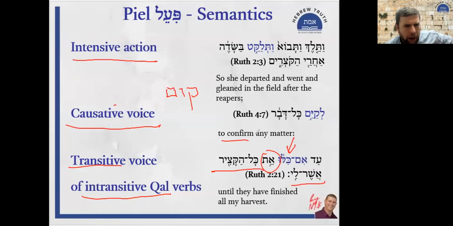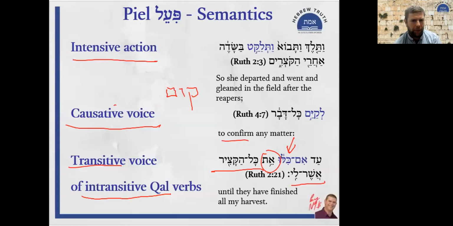I'll just mention sometimes the denominative verbs are used with a piel, verbs that are based on nouns. I'll give you an example. You know, maybe to Google something, right? We use the word Google as a verb, right? Or gaslighting, okay? Or other terms, which are based on nouns. So sometimes verbs are based on nouns, sometimes nouns are based on verbs, okay?